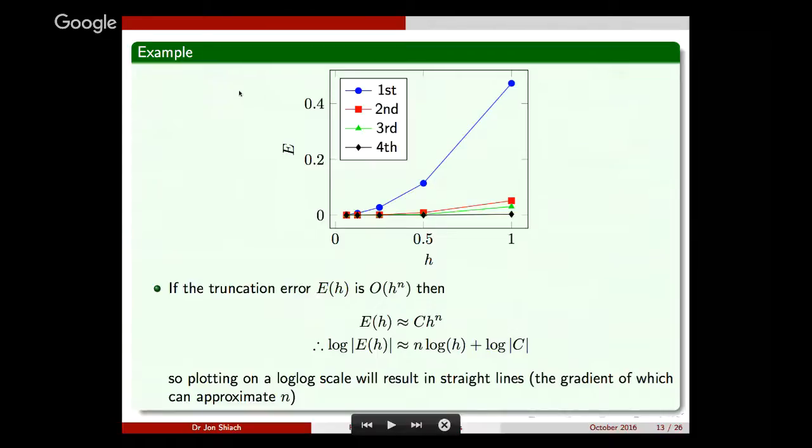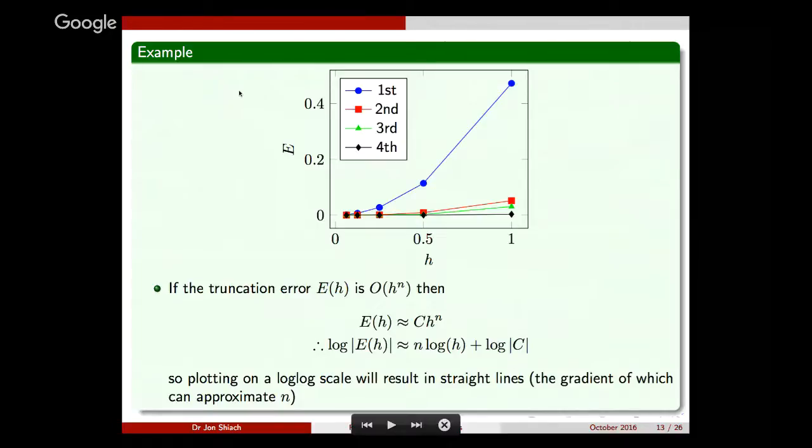That graph in itself is not very useful. I can't tell the difference much between the black, green, and red lines down here. But we can do a neat little trick. Remember our definition of big O notation. We had f of h approximately equal to c h to the n. Instead of f of h, I'm saying e of h. So I'm assuming that our error for a particular step length is of order h to the n. I want to find out what that n is.